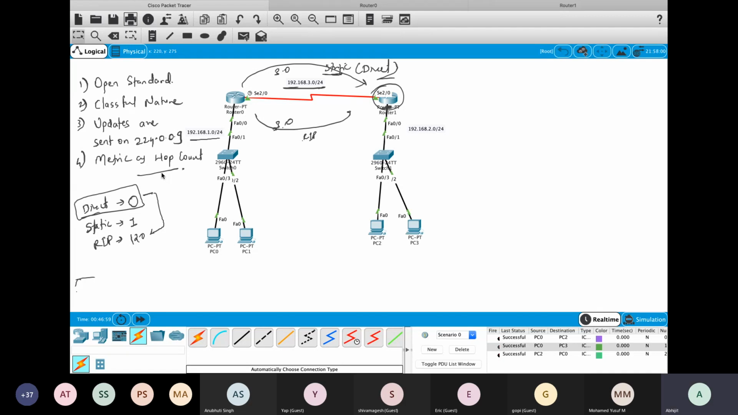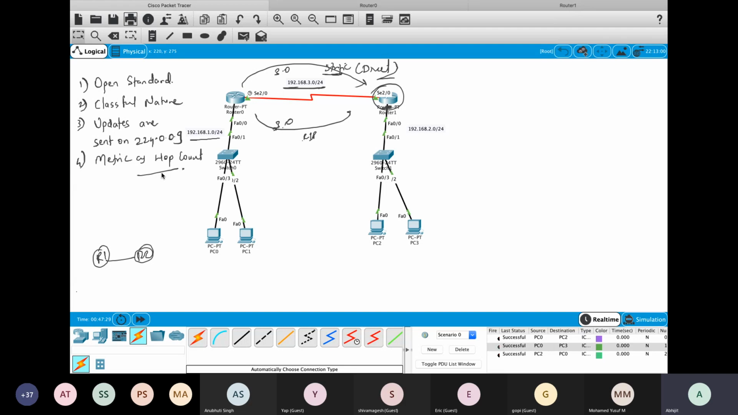Sounds good? That's one of the terms over there. The second factor when choosing the best route to be installed into the routing table is the metric value. And in RIP, the metric is basically hop count. So it uses hop count as its metric.